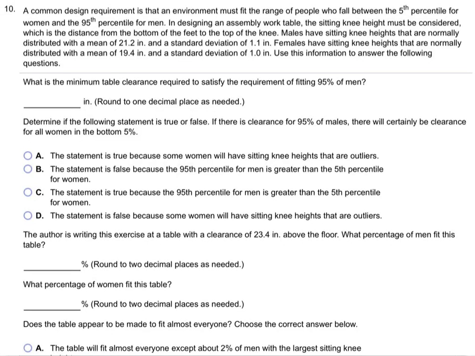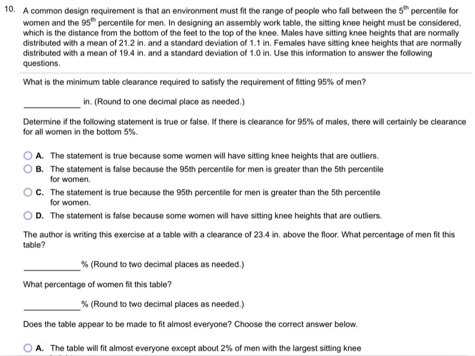A common design requirement, number 10, is that an environment must fit the range of people who fall between the 5th percentile for women and the 95th percentile for men. So it'll cover tiny women and big men, basically. Get the idea of that?